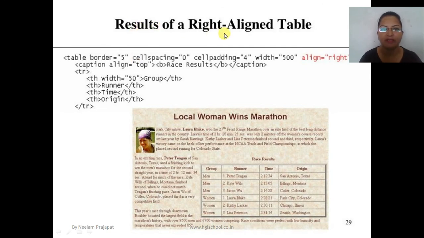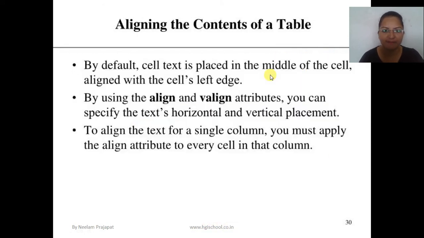Now, results of the right aligned table. You can see right align, the content is wrapped over here. You can see content is there. Okay. And then the table is on the right side. So here the attributes we have studied till now are table border equals 5, cell spacing, cell padding, width and align right. Got it? So how many attributes have we studied? Border 1, 2, 3, 4 and 5 attributes we have studied. Height also we have studied. Okay, so 6 attributes we have studied till now.